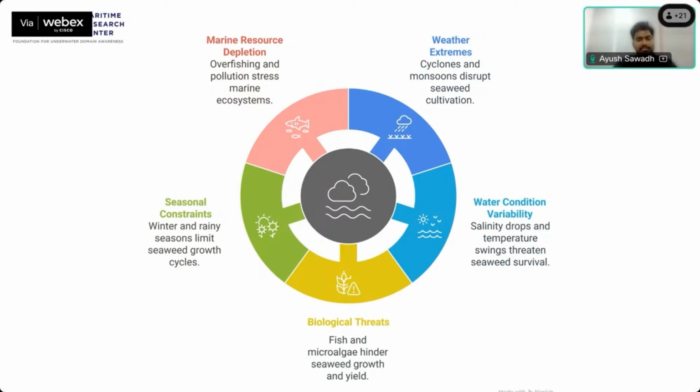Then second, the seasonal constraints which limit seaweed growth. In Ratnagiri, the Clima Crew team explained to us that the winter lowers temperature, causing seaweed discoloration. They can only harvest for 7 to 8 months, excluding the rainy season.